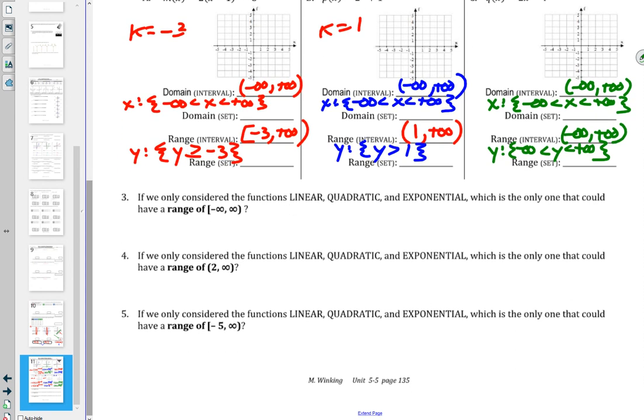Last 3. If we only consider the functions linear, quadratic, and exponential, which is the only one that could have a range of negative infinity to positive infinity? Linear. Okay, we've now done 6 of these. The only one that could have the range go everywhere is linear. If we only consider those 3 again, which is the only one that could have a range of 2 to positive infinity, but look at what's on the 2. It's parentheses, meaning that it doesn't touch the 2. Which one would that be? Exponential, good. And then not by default, but if we're talking about range again, which is the only one that could go to positive infinity, but now have a bracket, meaning it touches? Quadratic.